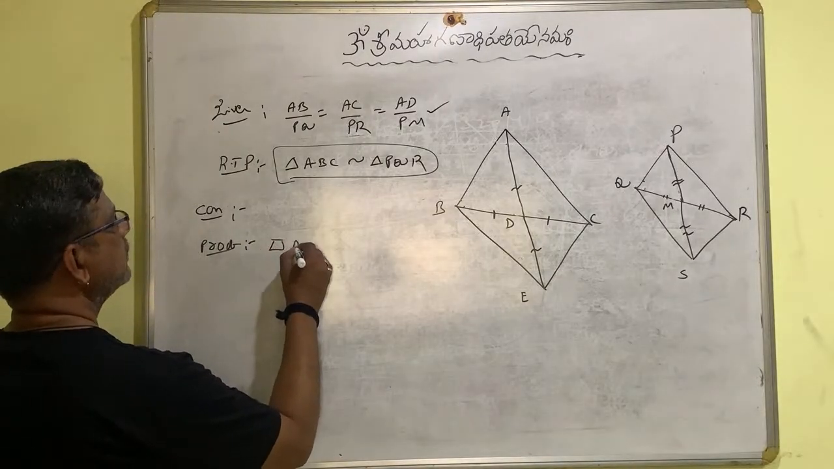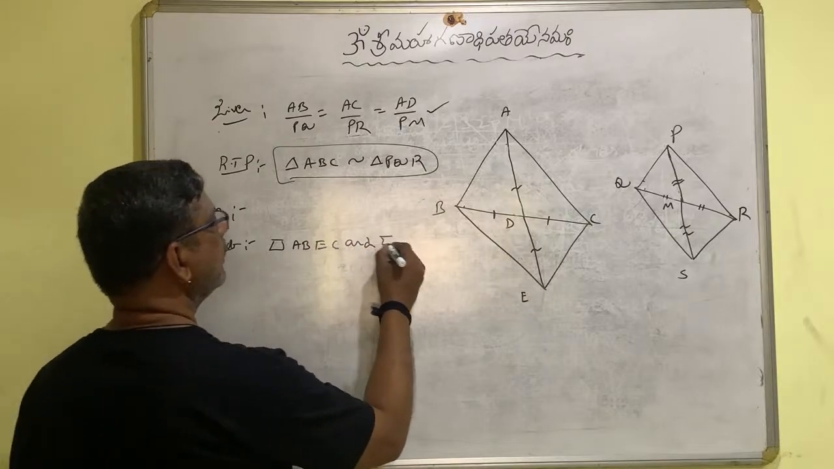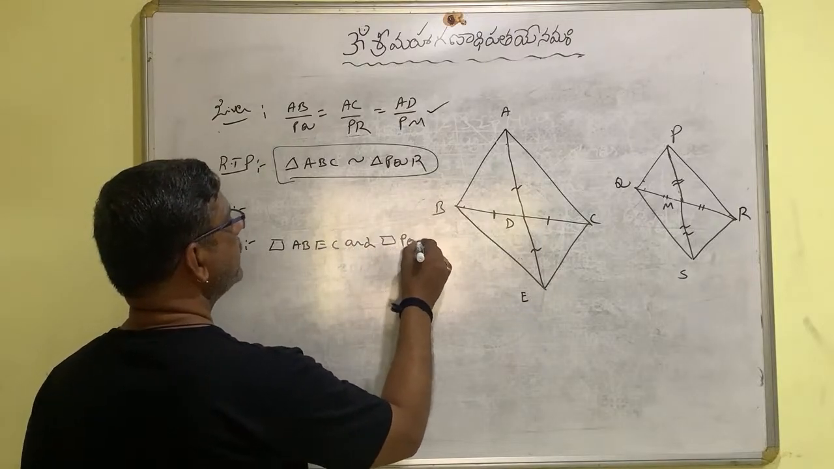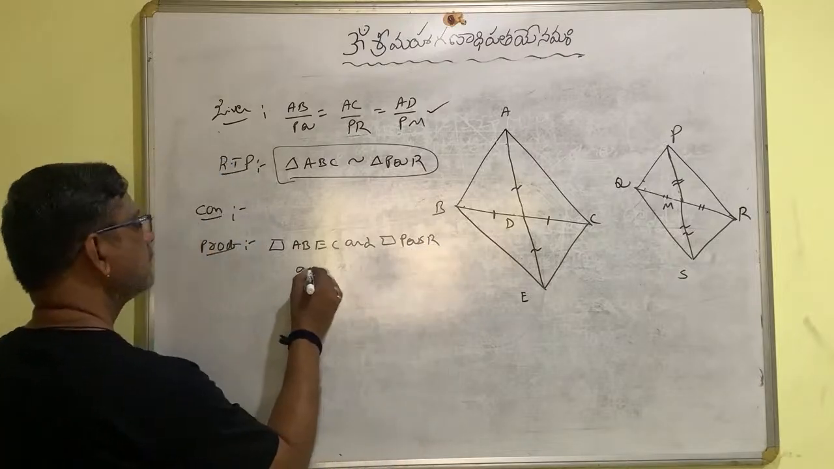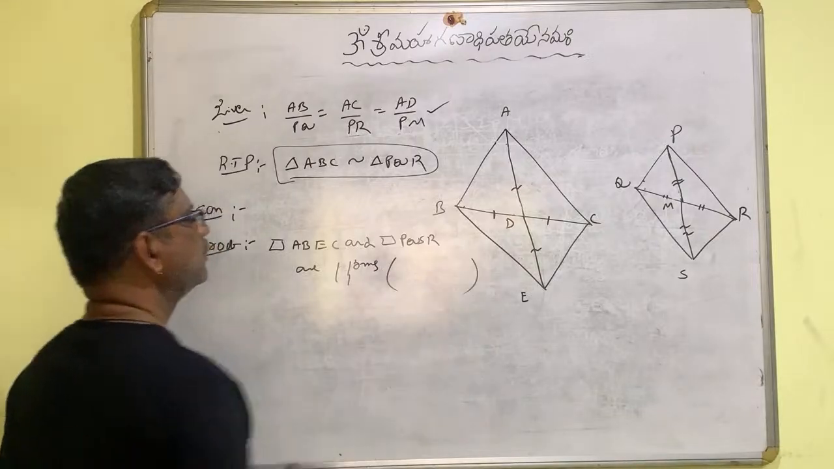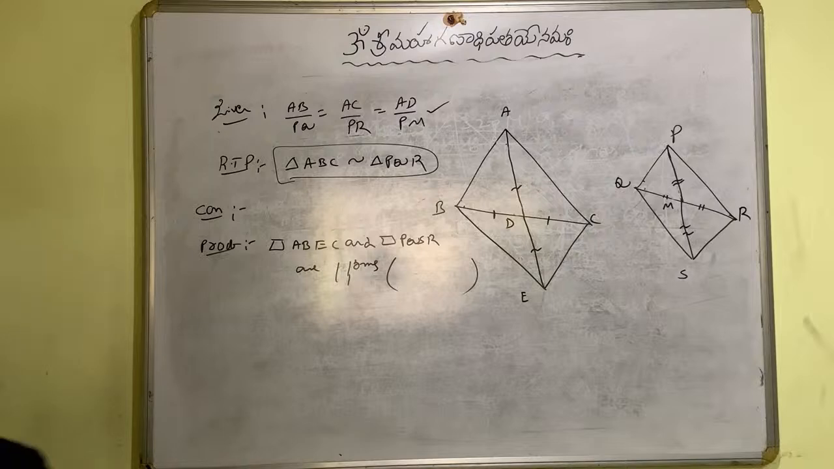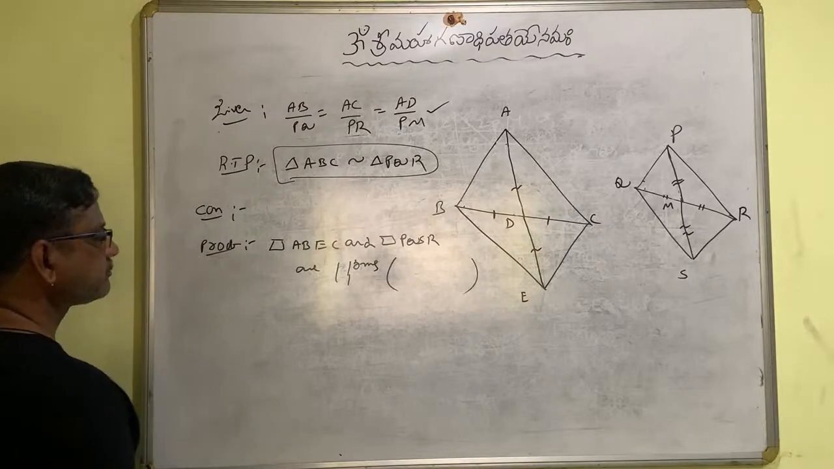Quadrilateral ABEC and quadrilateral PQSR are parallelograms. You need to write the reason: since their diagonals bisect each other. Okay?